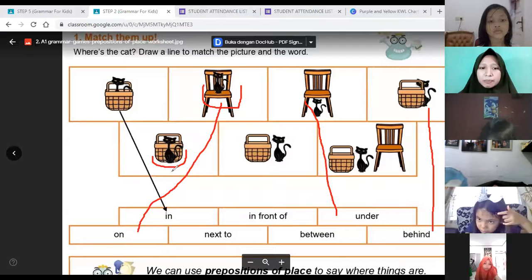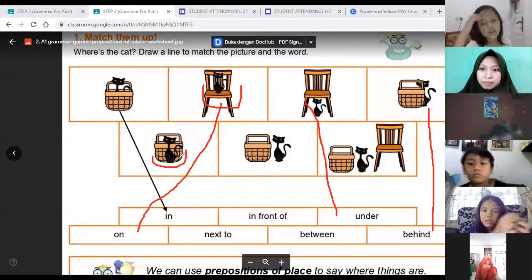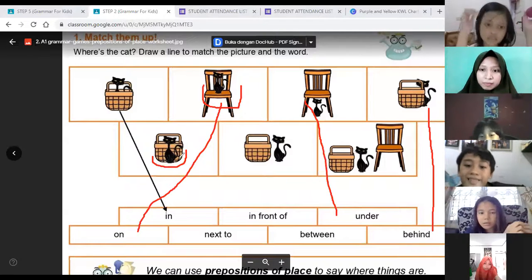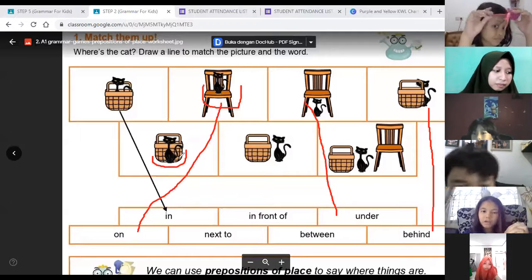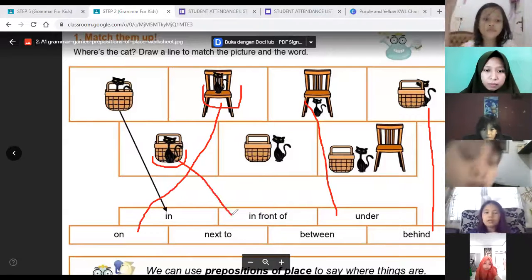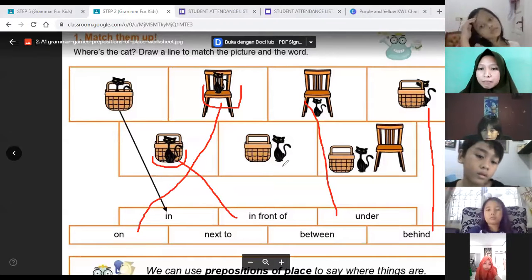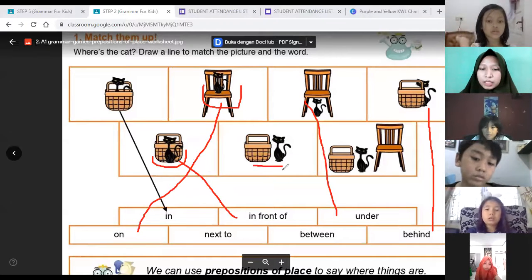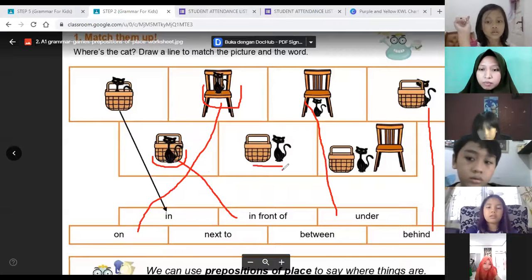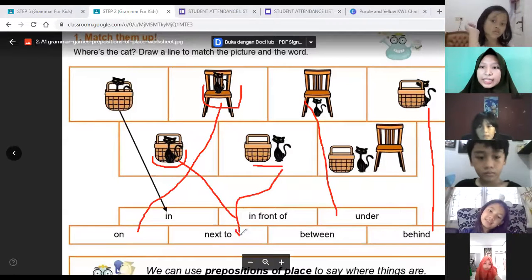Where is the cat? The cat is in front of. What about this one? Where is the cat? The cat is next to the basket. Okay. The cat is next to, everyone.